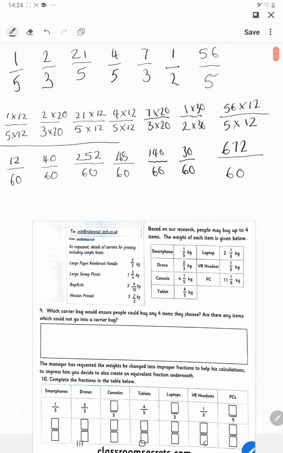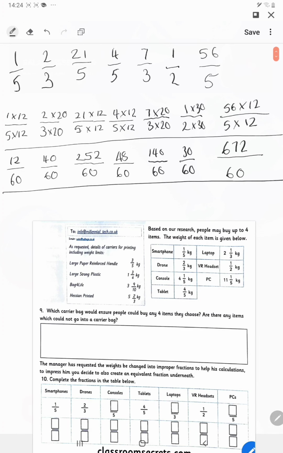So here are your improper fractions, with a common denominator. And they are equivalent.